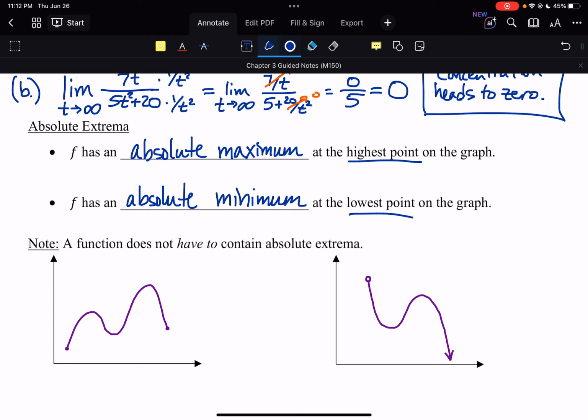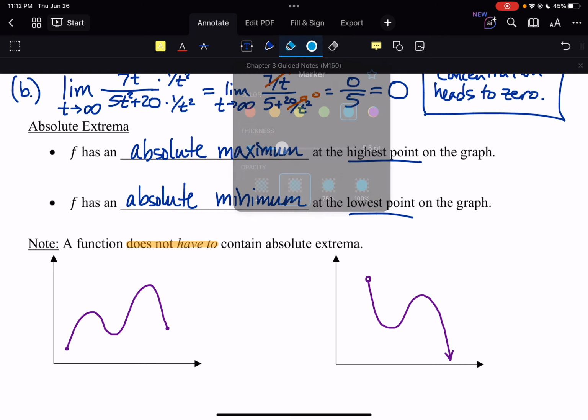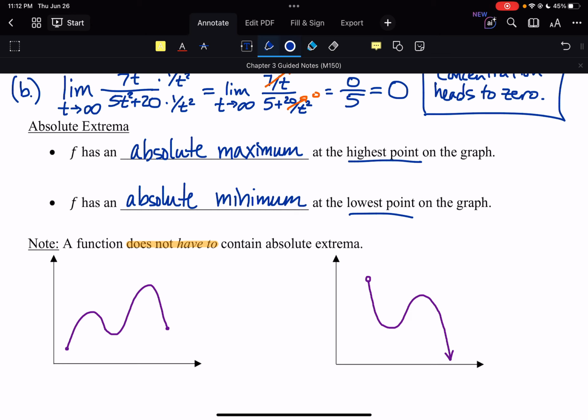And so there's an important caveat here. A function does not have to contain absolute extrema. It is very possible, and it happens in many functions, that they do not have an absolute highest or an absolute lowest value. For different reasons, they can have horizontal asymptotes. They can have vertical asymptotes, right? They can go off to infinity or negative infinity in both directions. They can have open-ended endpoints. So you can have lots of different cases where a function does not have an absolute max or min.